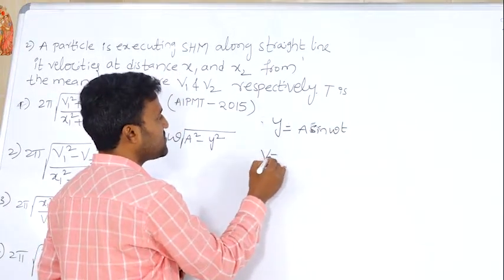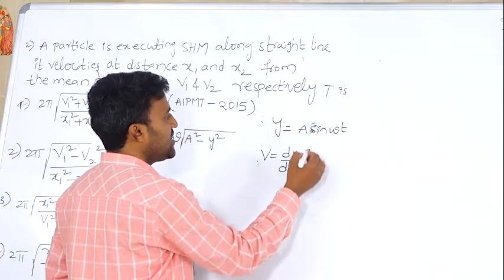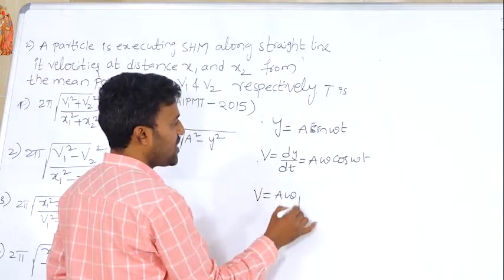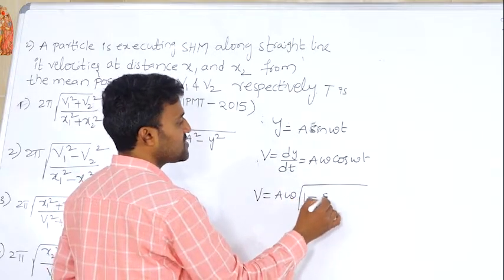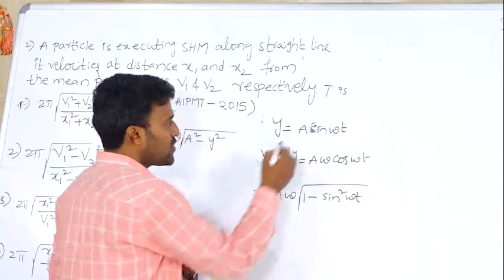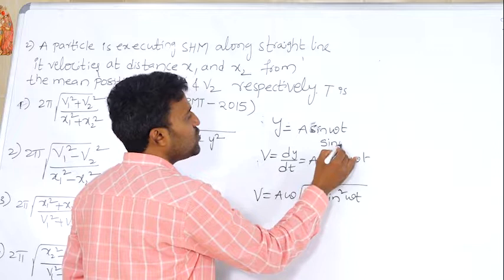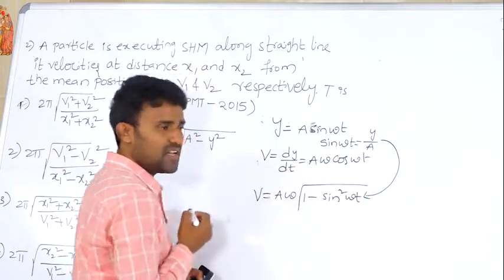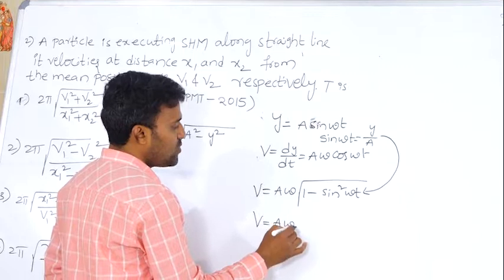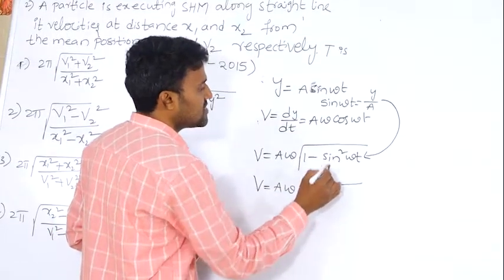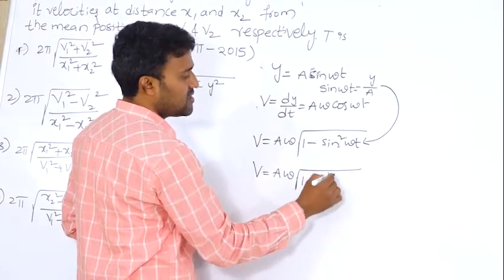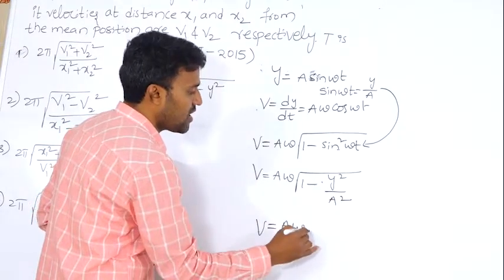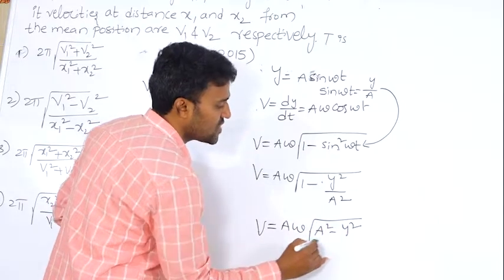If I differentiate this equation, v = dy by dt, which gives a omega cos omega t. Then v = a omega under root of cos omega t, which means 1 minus sin square omega t. From this we can write sin omega t = y by a. We just have to substitute here. Then v = a omega under root of 1 minus y square by a square, so v = a omega under root of (a square minus y square) divided by a square.